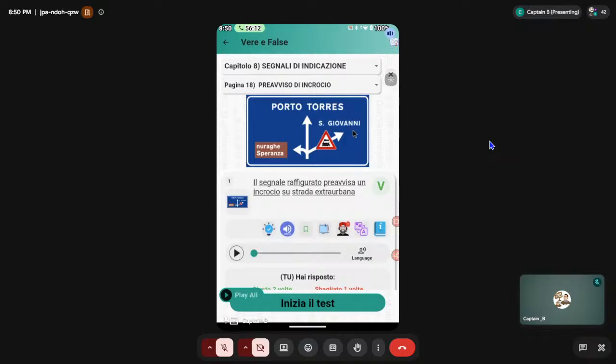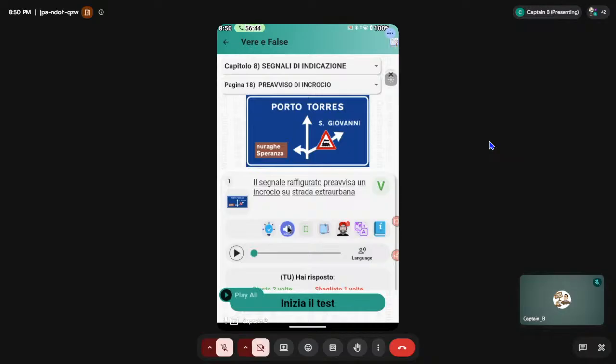Okay, you see that is a sign of Passaggio a Livello, senza barriere, right? Train track without cover. Then if you turn to your left, you will see a tourist area. Yes, because how do I know it's a tourist area? The background is which color? Brown. So that is a tourist area. Right?